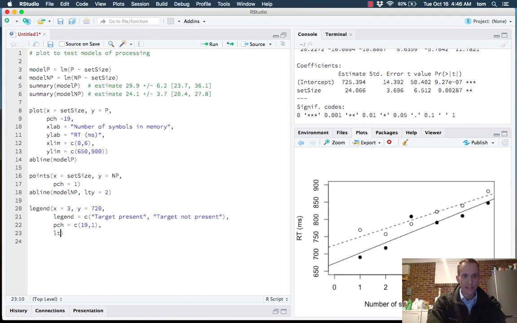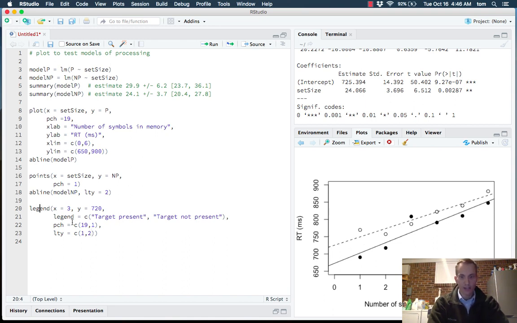And then same thing with line type, LTY, and that's going to be C from, let's see, 1 and 2. The first one we didn't even put an LTY. That's by default a solid line. It's LTY 1, but then this dash line is LTY 2. And that should be enough.